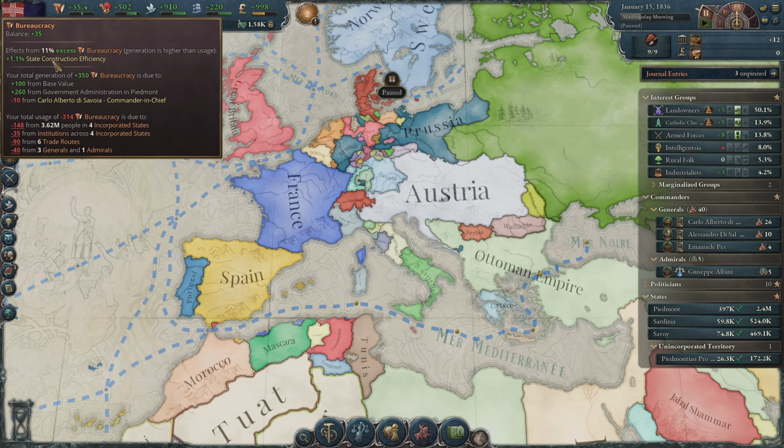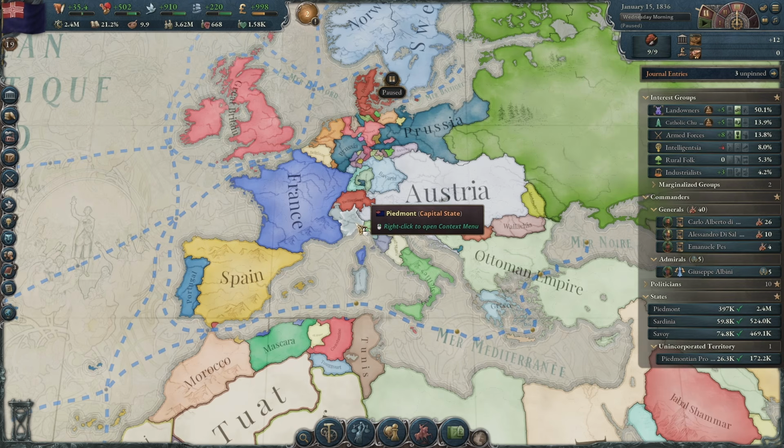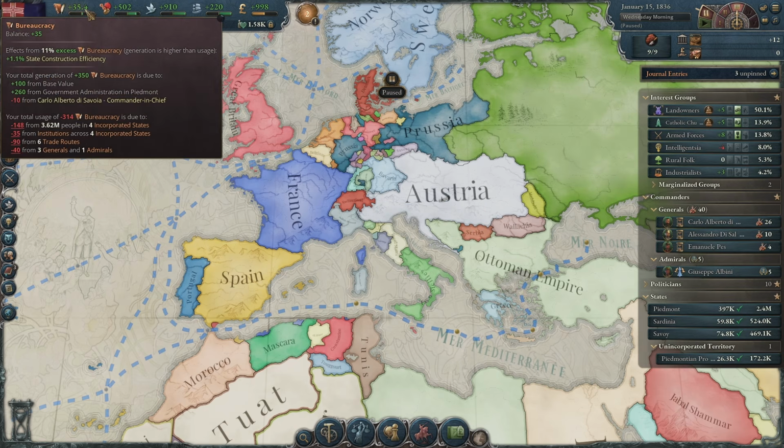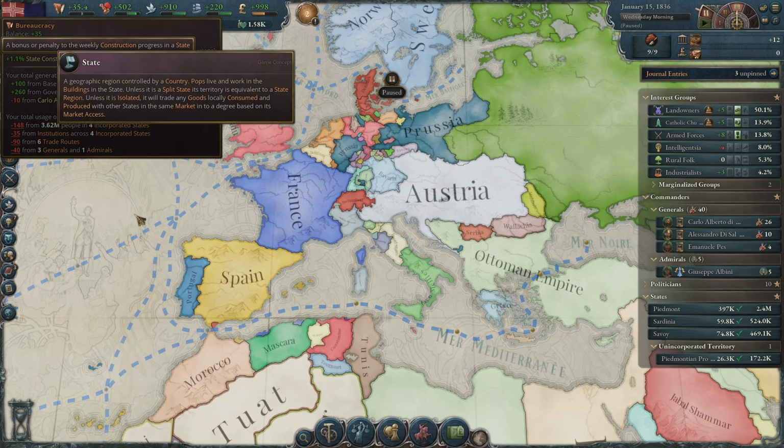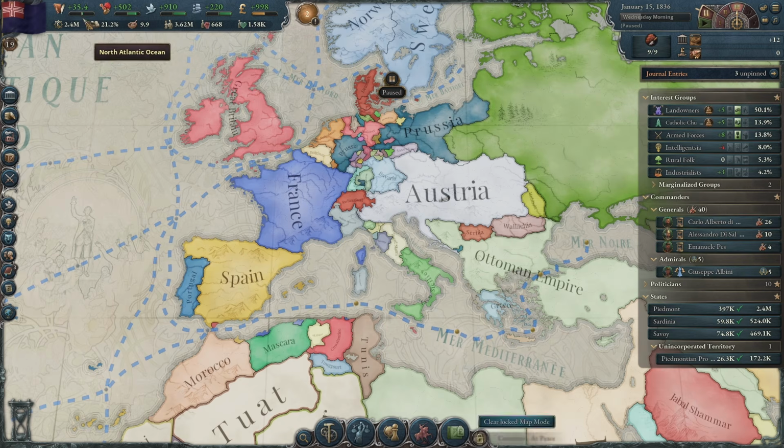Positive bureaucracy gives you a state construction efficiency bonus. This is a small thing. Ultimately, it's very expensive to try to get state construction efficiency from a bureaucracy excess rather than just build a bunch of construction sectors. That's usually easier. But be aware that this is a global bonus, and so this is going to be making progress even in unincorporated states that are suffering a lot of turmoil.